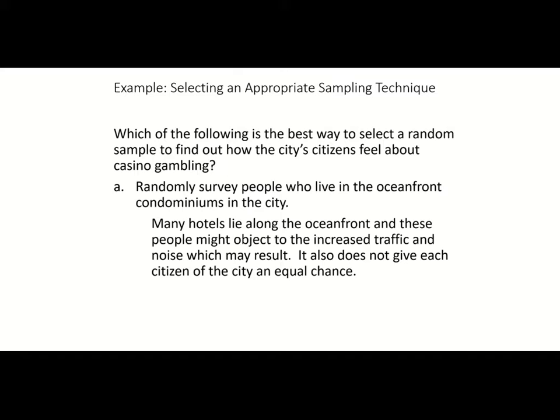The city may consist of those condominiums, but then there are single-family homes. There are other apartments and townhomes not at the oceanfront. So again, you're not having a very good sample here. And those people along the oceanfront, if the hotel or the casino is going to be there, might object to that because they don't want the noise. So again, not a good random sample.